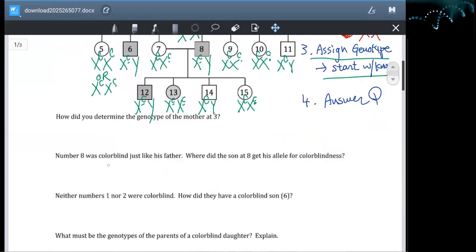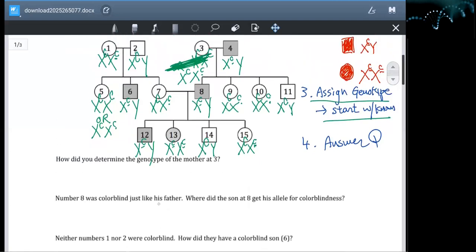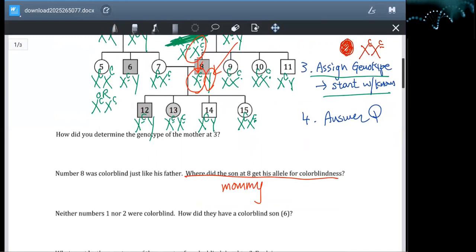Number 8 was colorblind, just like his father. So this is a tricky one. It says, hey, number 8 is just like his father. Where do you think he got his allele for colorblindness? Is it the dad? No, the dad gave the Y, remember? Let's draw this out. Dad gave the Y. Who gave this? Did dad give him? No, it's the mom. And so where did he get it? It's mommy.